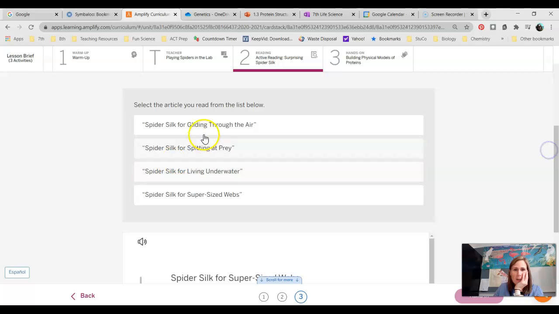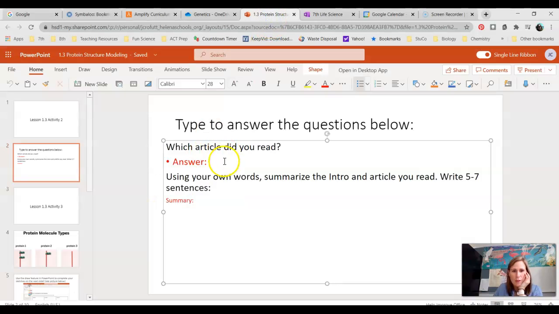Either spider silk for gliding through the air, spider silk for spitting at prey, spider silk for living underwater, or spider silk for supersized webs. So write your answer right there. And then just write in your own words 5 to 7 sentences that describe what you learned between the introduction and that article. So again, you're reading not only your variation of the article, but the intro as well. Okay, so 5 to 7 sentences explaining that, and again, it should be all in your own words. Just tell me about the article.